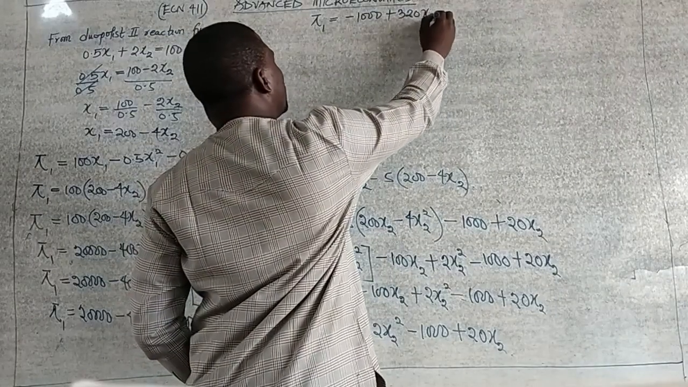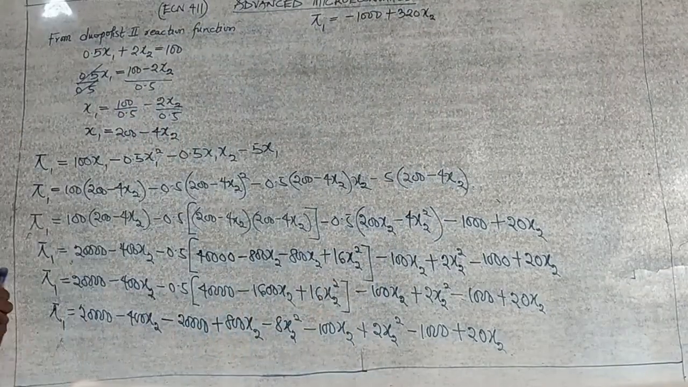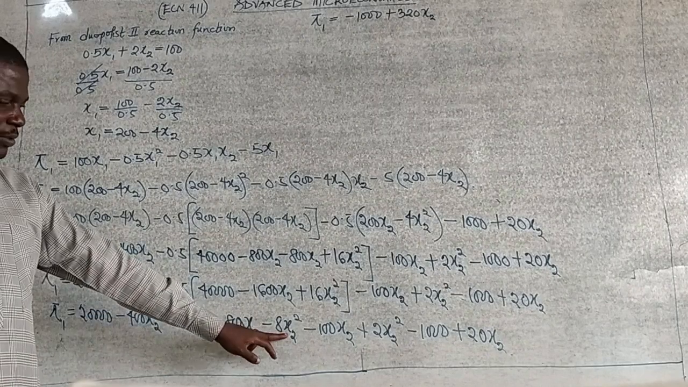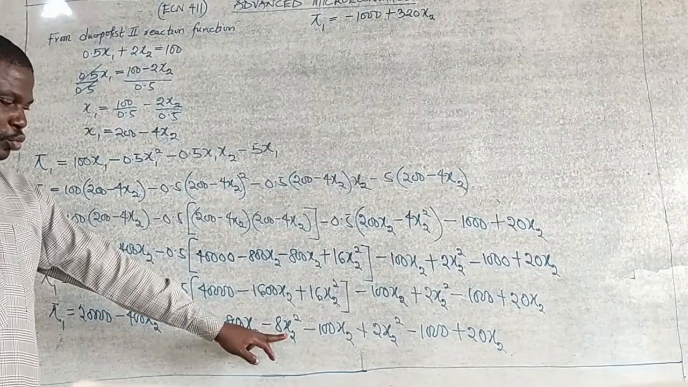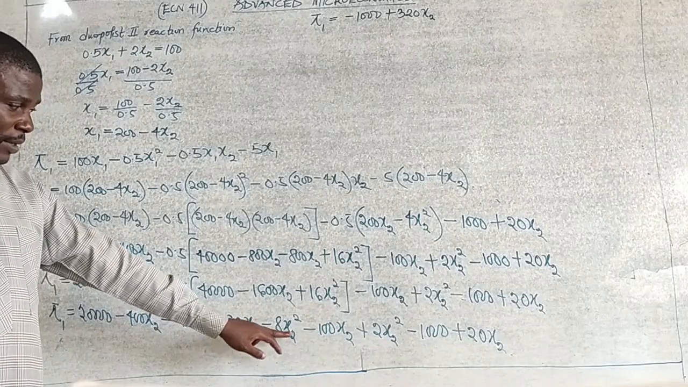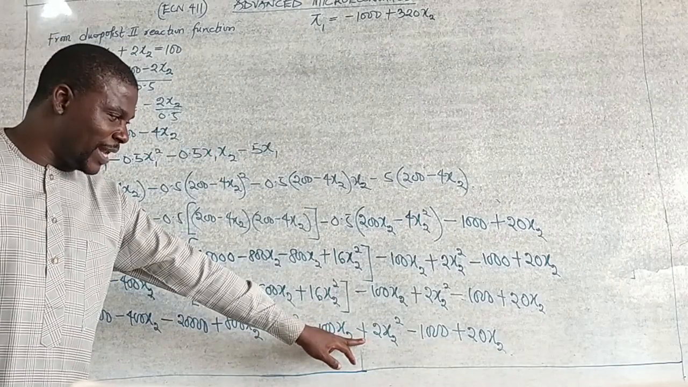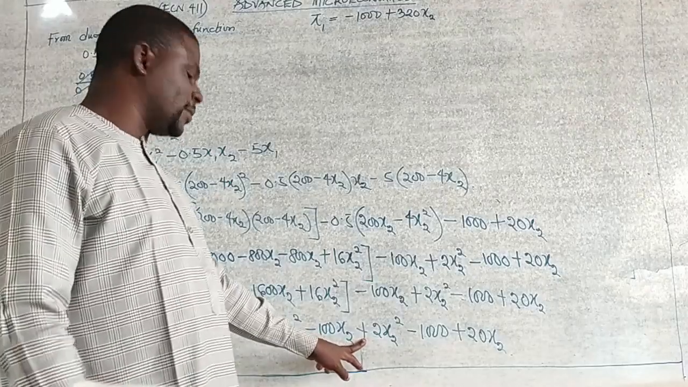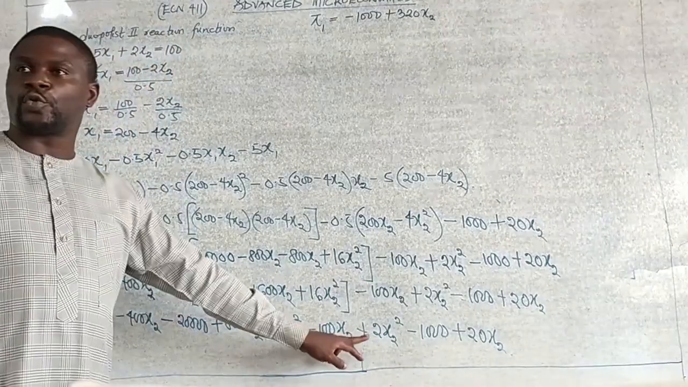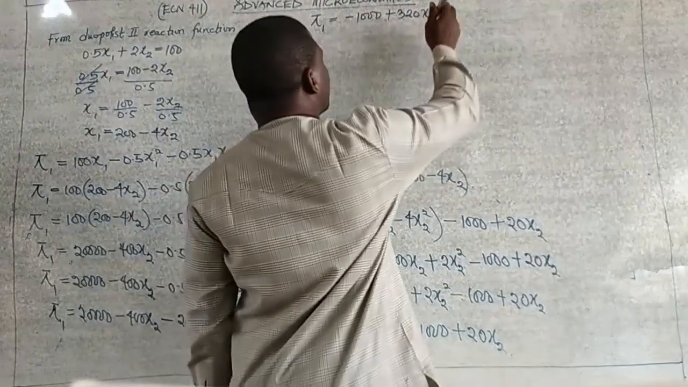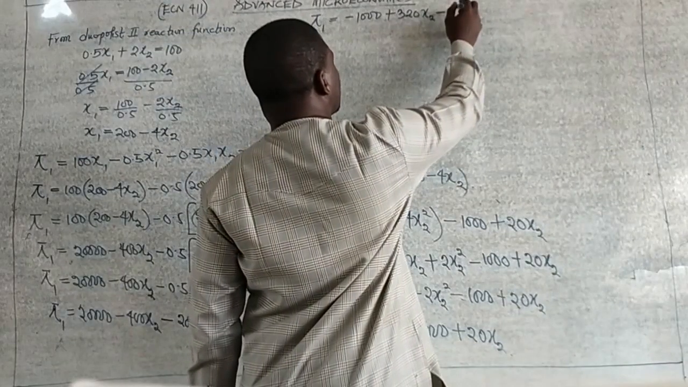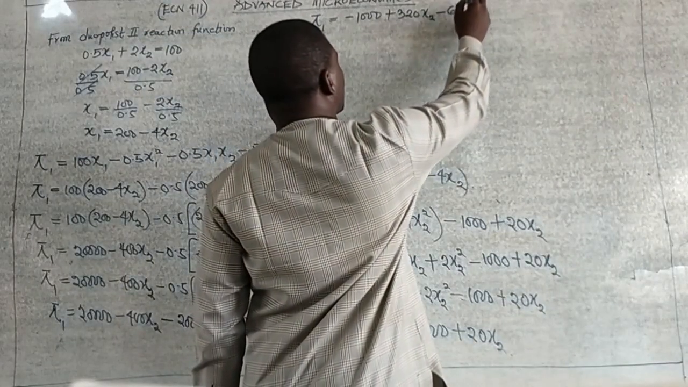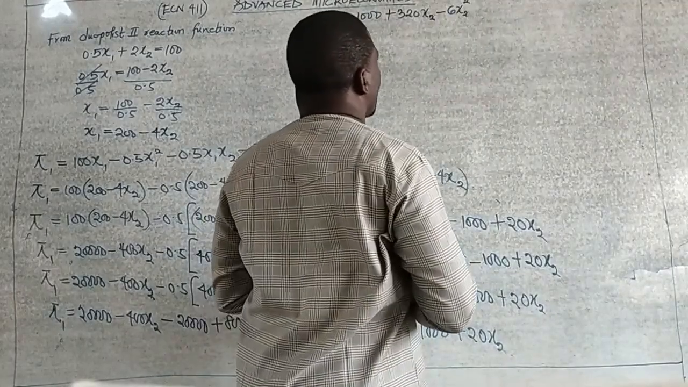Now let's look at the ones that have x2 squared. Minus 8x2 squared plus 2x2 squared. That's what? Minus 8 plus 2 is minus 6. So minus 6x2 squared.